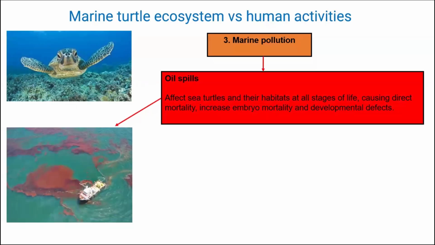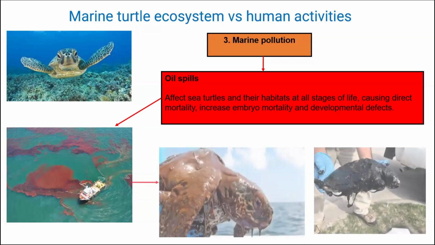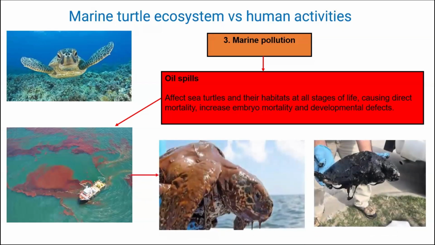To marine pollution, I would also highlight another source, which is oil spills. In case of accidents, these oil spills affect sea turtles and their habitats at all life stages, causing either direct mortality or increased embryo mortality, or stopping the development of the embryo. These are some pictures of these kinds of threats.